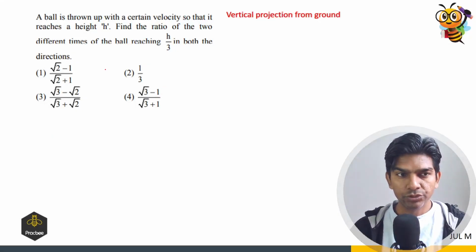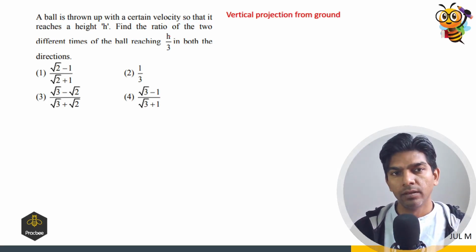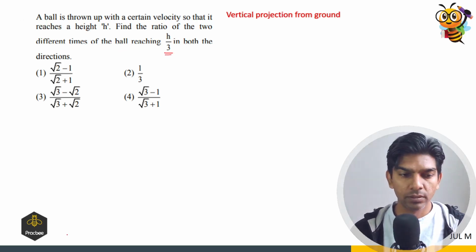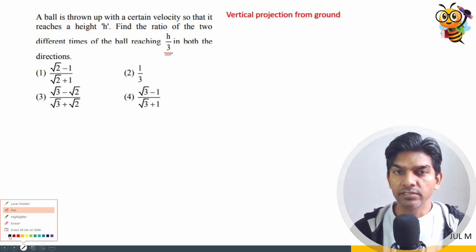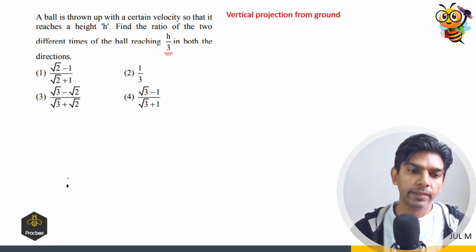Now let us see this question. A ball is thrown with a certain velocity so that it reaches a height h. Find the ratio of the two different times of the ball reaching h by 3 in both directions. Okay, so first let us understand the question. We are throwing a ball from the ground, and let us say the initial velocity is u, and the maximum height attained by the ball is h.